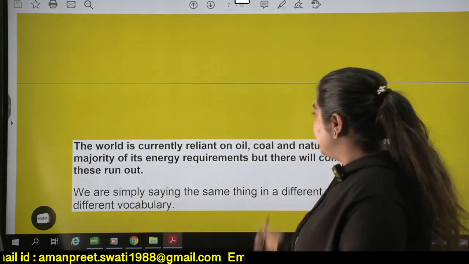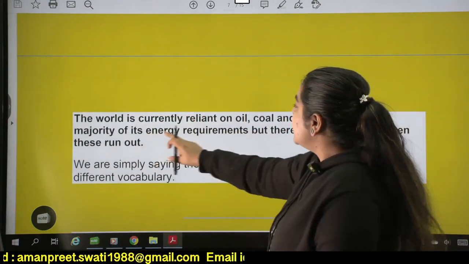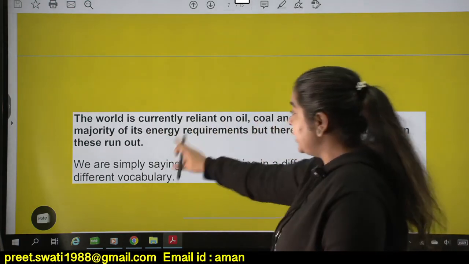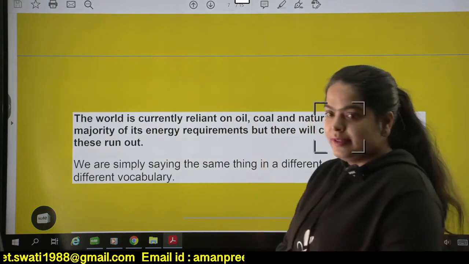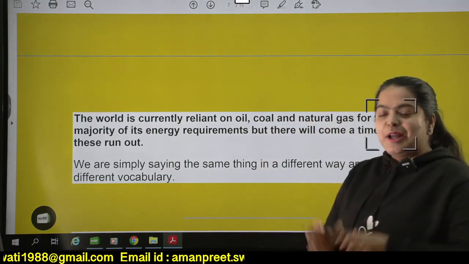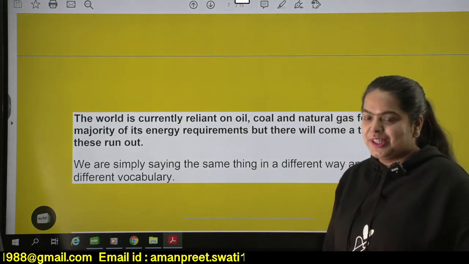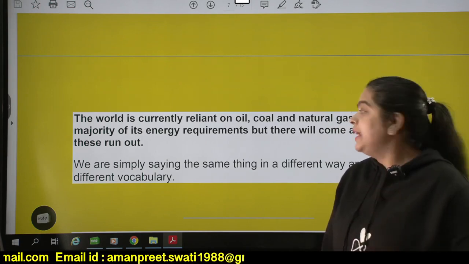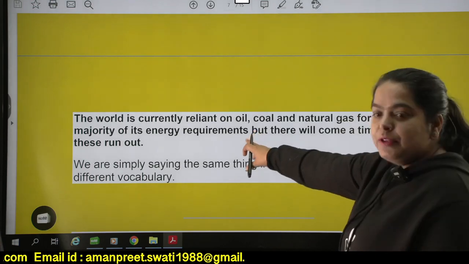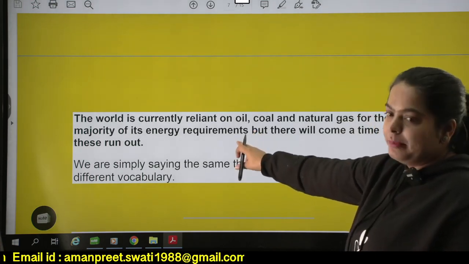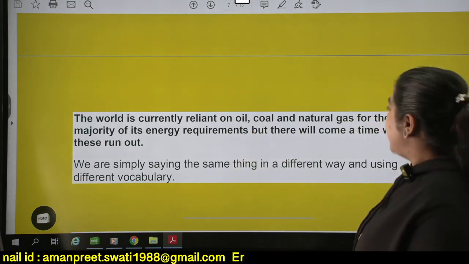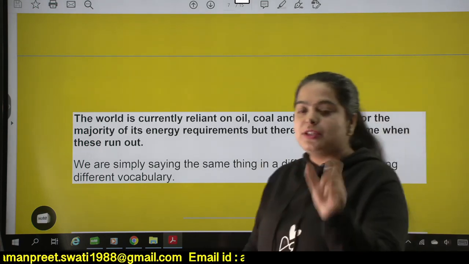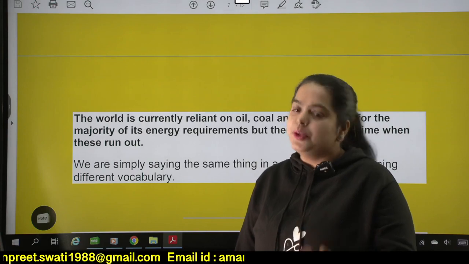So let's talk about it. The world is currently reliant on oil, coal, and natural gas for the majority of its energy requirements. See? The meaning is just the same. The world is using natural resources to a greater extent. But we have changed the terminology associated with it. Finally, there will come a time when these run out. So instead of saying depleted, we are saying run out.